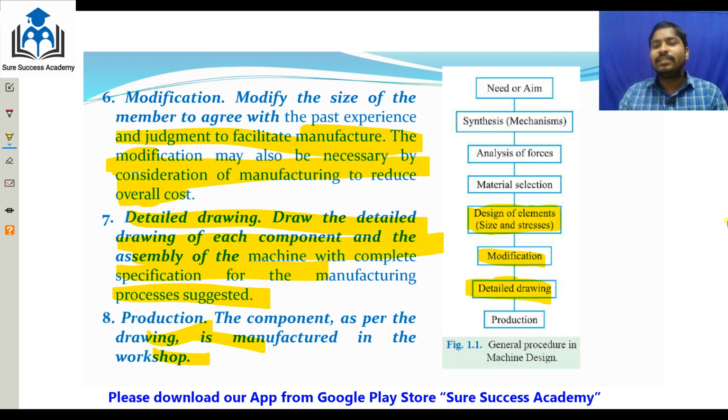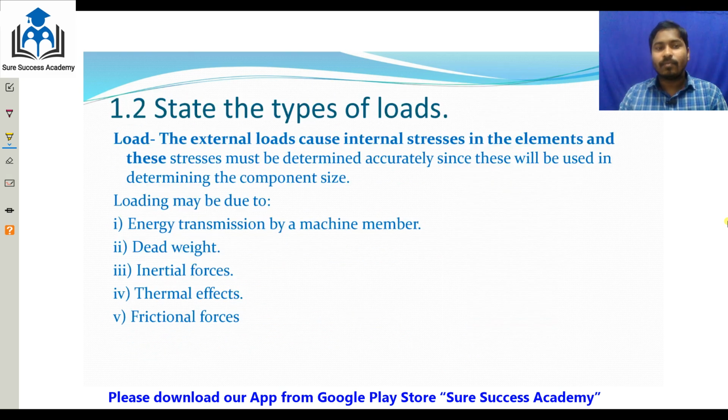After that you have to do the design of the element. In the design of elements, you have to calculate size and stress. Based on this size and these stresses, you have to design the dimensions of the machine elements, and if required you can do modifications so that the overall cost is reduced. After that you have to do the detailed drawings and complete the specification of the manufacturing process as suggested. After that you have to do production: the component as per drawing is manufactured in the workshop. So friends, we will do the loads here.